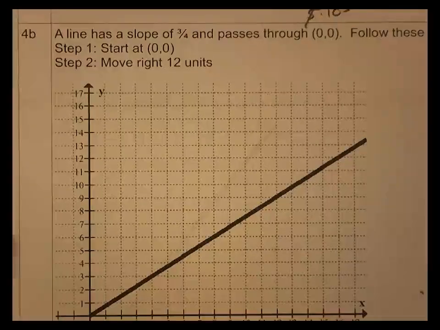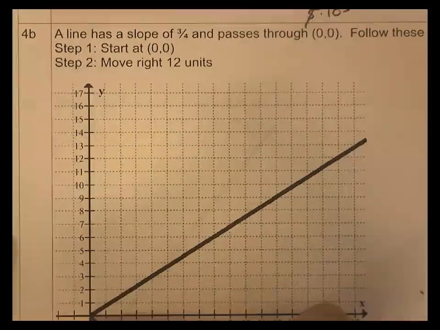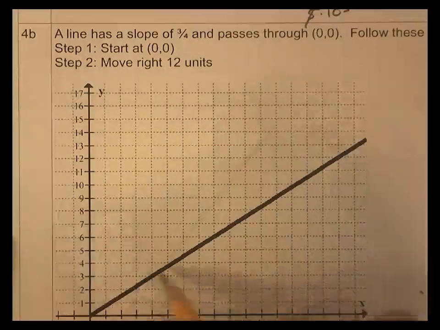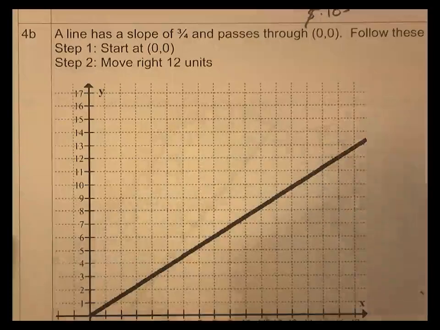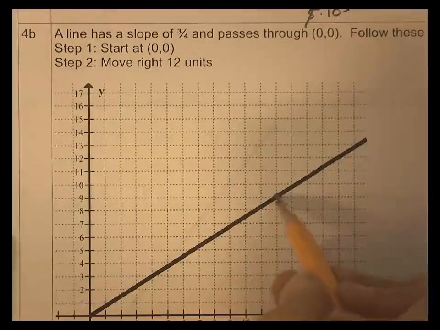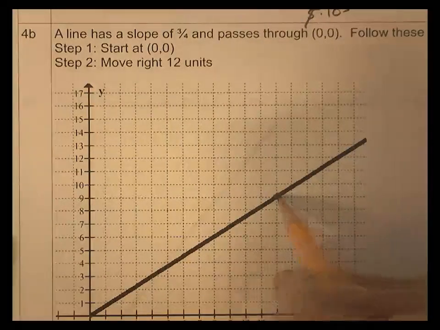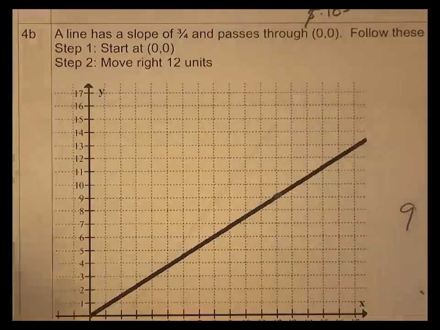Here's this line. It starts here. It's got a slope of 3 over 4. If I come over 12 units and go up, where am I at? I'm at 9. So the correct answer is 9.